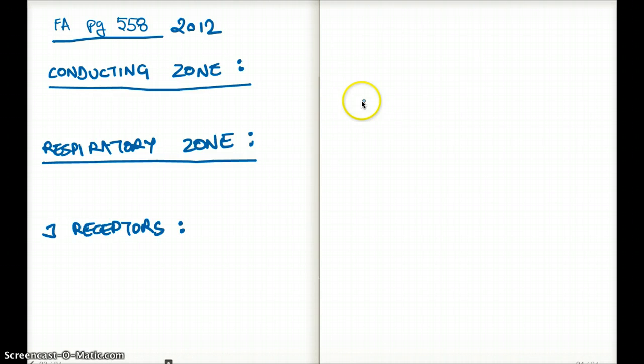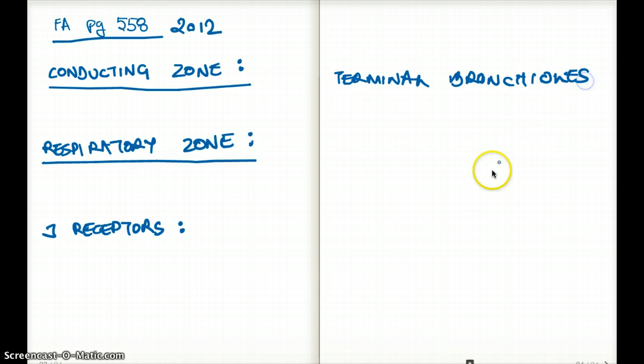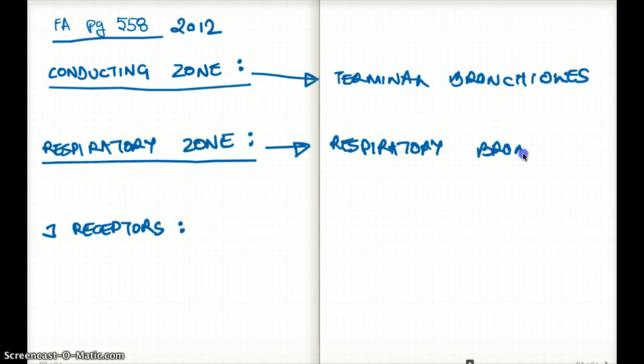So the one thing that's interesting to know in this particular topic is, whenever we're talking about terminal bronchioles, is that conducting zone or respiratory zone? That's the one thing that's important to know. So terminal bronchioles is actually conducting zone. You'll be mistaken if you think that terminal bronchioles is part of the respiratory zone. But under respiratory zone, there are also bronchioles. They are called respiratory bronchioles. Those are part of the respiratory zone.